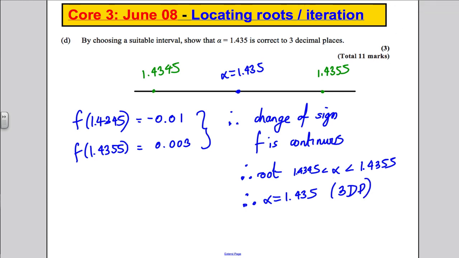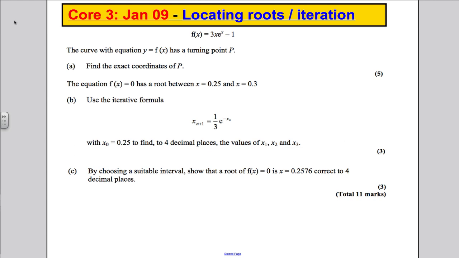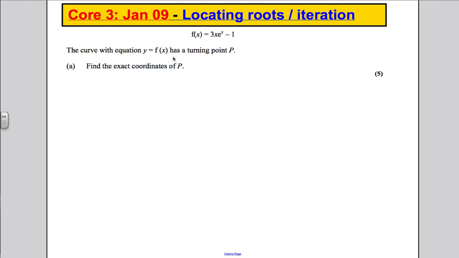Pause the video, have a go. Okay, let's work our way through this bit by bit. There's a fair bit going on here. This curve f of x has a turning point at P. Find the coordinates of P.